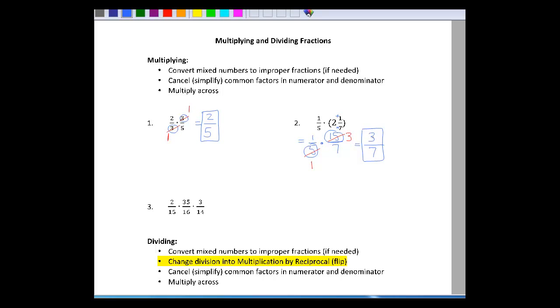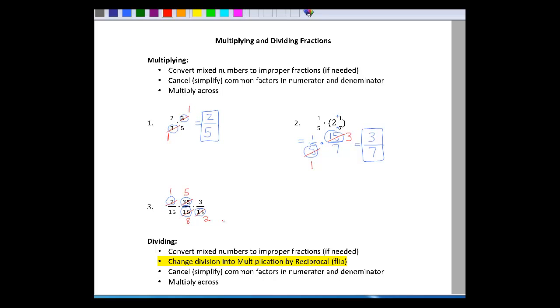So, for example, in this third example here, I see that I've got a 2 and a 16 that have a common factor of 2. So let me divide those out. If I divide that by 2, I get 1. If I divide 16 by 2, I get 8. Now I'm going to go back and look for other common factors. If I look at the 35 and the 14, those have a common factor of 7. So I'm going to divide those by 7. That's going to give me a 5 in the numerator. If I divide this by 7, I get a 2 in the denominator.